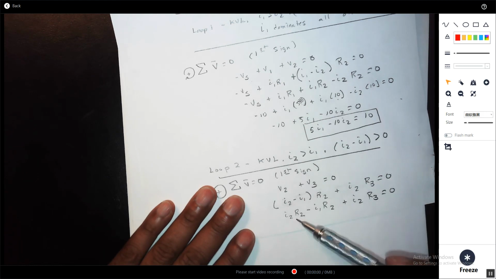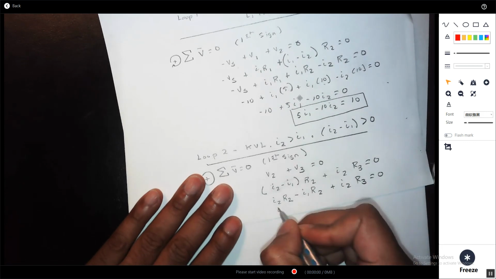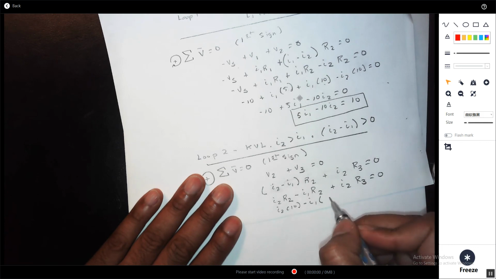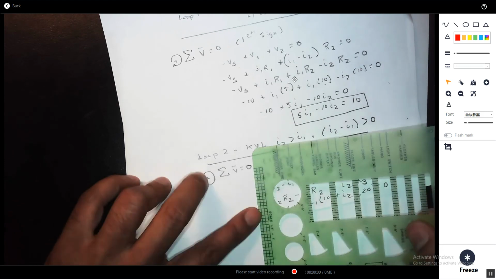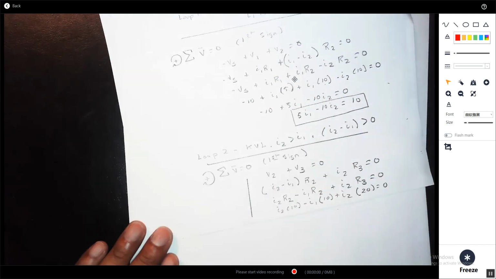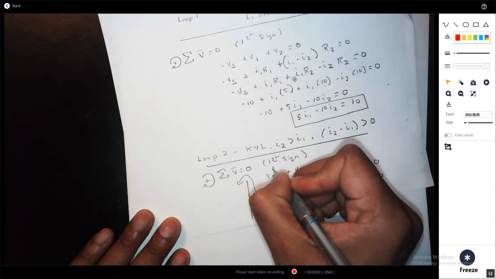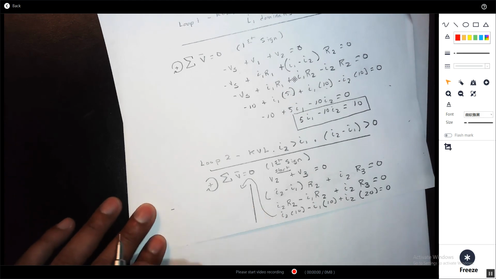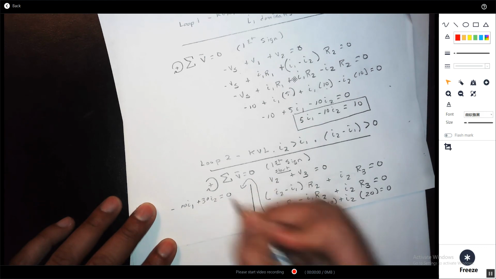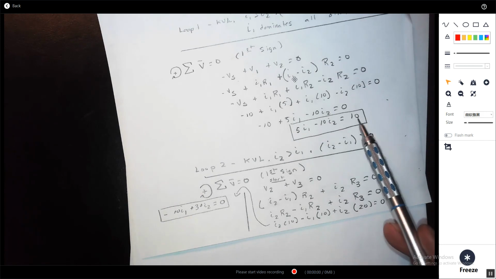All you now do is plug in your values. Your R2 is 10, your R3 is 20. So you simply plug in I2 times 10 minus I1 times 10 plus I2 times 20 is equal to 0. If you're running out of space, one of the tricks I do is you draw an arrow this way, so we start here and end here. As you plug in your values, you get minus 10 I1 plus 30 I2 is equal to 0. Then you simply solve two equations, two unknowns, and you get your answer. This is the mesh current analysis.